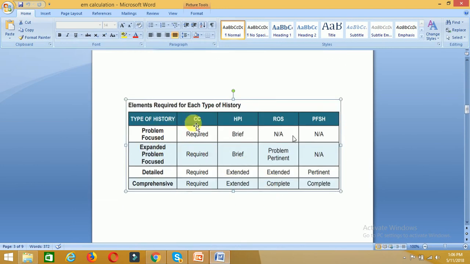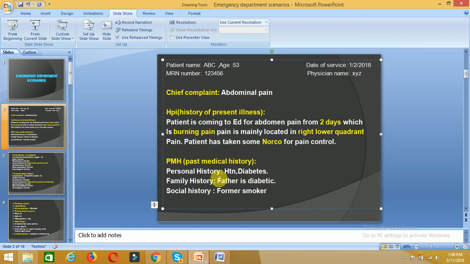Here this is the type of history to calculate. I have the chief complaint, so we have chief complaint in all the types of history. Next we will see what are the remaining elements we are getting in the report. One is in HPI we have the location, that is abdominal pain. Where is it? It is in the right lower quadrant, so that will be the location. And since the pain is from 2 days, that will be the duration.